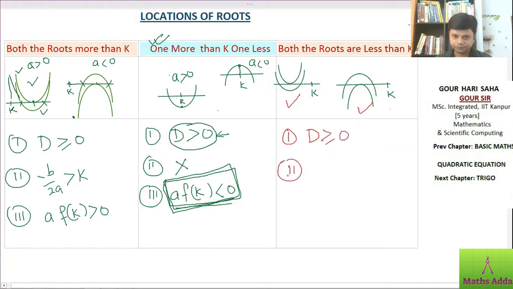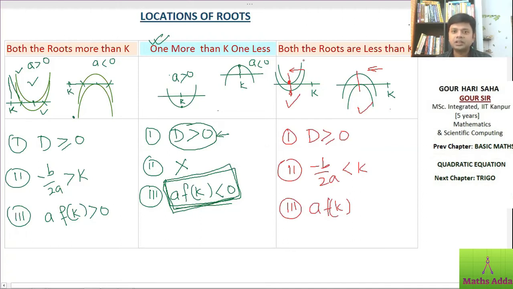Second is, what about x coordinate of vertex? Vertex I can see it is on left side of k, right? So this means minus b by 2a, that is x coordinate of vertex, it should be less than k. And then what can you say about a into fk? This exercise you can do it very easily.